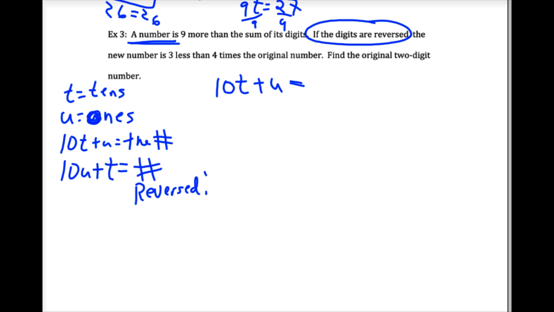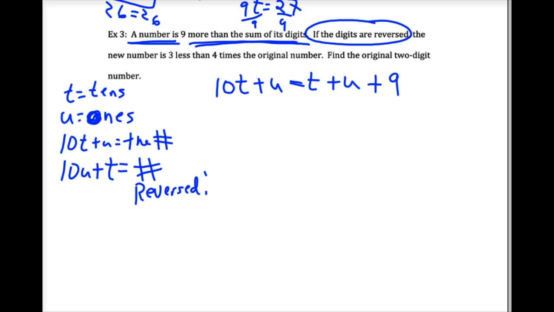9 more than the sum of its digits. It doesn't say 9 more than the number. It says 9 more than the sum of its digits. So that one you're not going to multiply by 10. So I'm going to put plus 9. The sum of its digits, just t plus u. Is that right? It doesn't say the number, it says the sum of the digits.